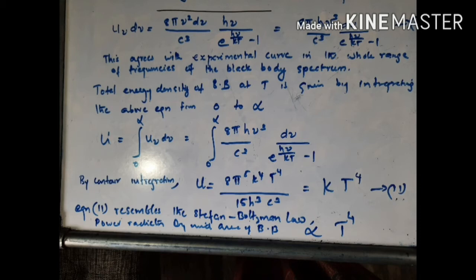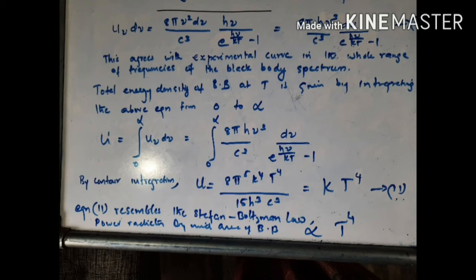In order to find out the total energy density of a black body at a particular temperature T, we have to integrate the above equation from 0 to infinity. So the total energy density U can be written as the integral from 0 to infinity of u_nu d nu, which is equal to the integral from 0 to infinity of 8 pi h nu cubed by c cubed, d nu by e raised to h nu by kT minus 1.